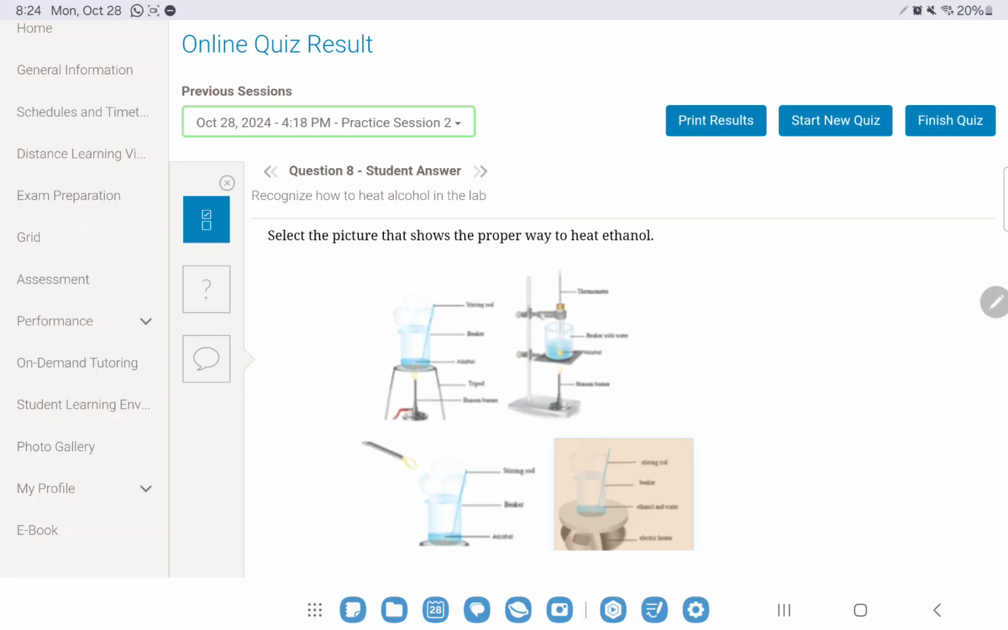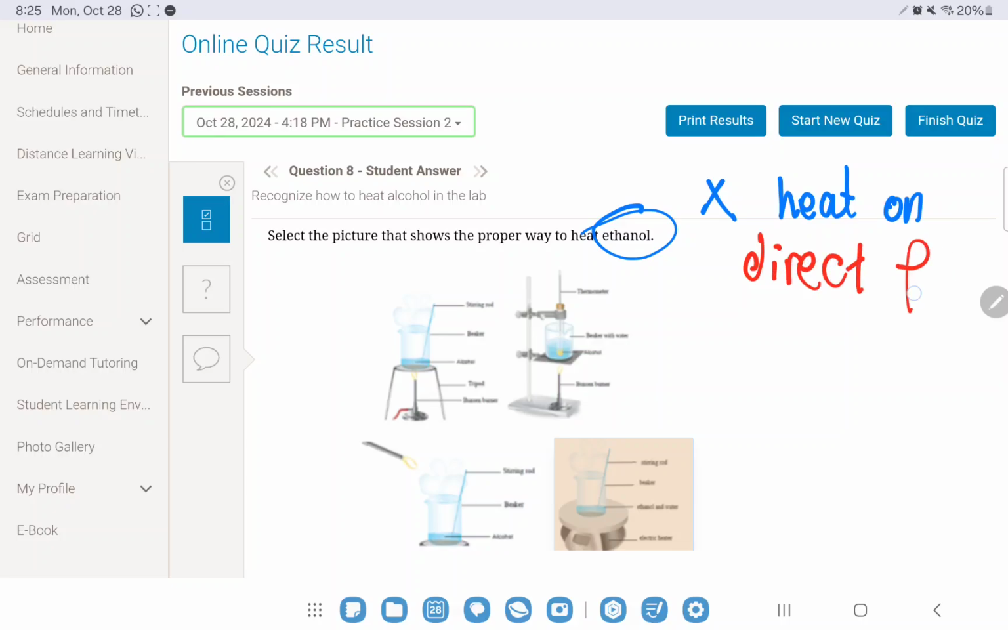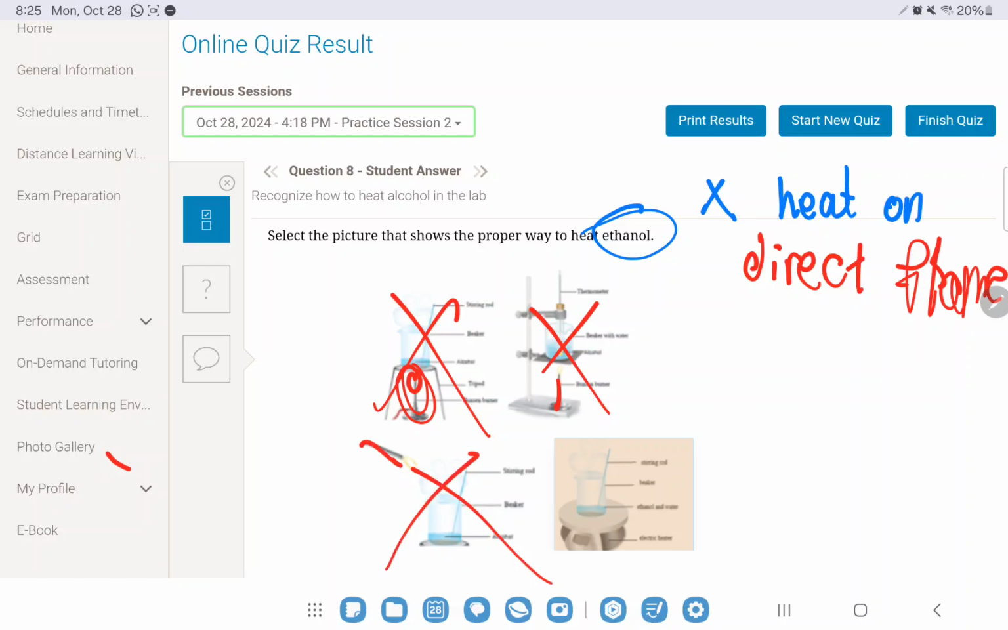Heat ethanol, be careful, ethanol is volatile, so never heat it or get close to direct flame. I'm going to write it in red because it's really important: direct flame. Never. It's a health hazard, you never do it. Bunsen burner, direct flame. Wrong.